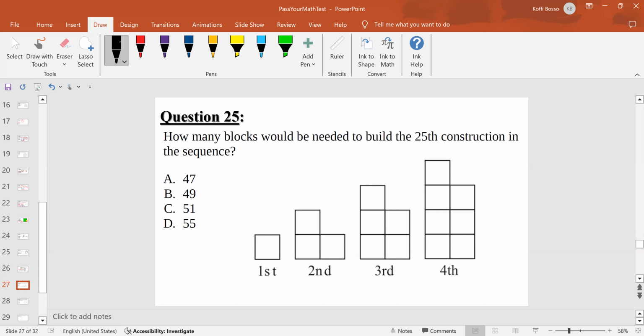Okay, question 25. For this question, I can tell you again that the correct choice is B.